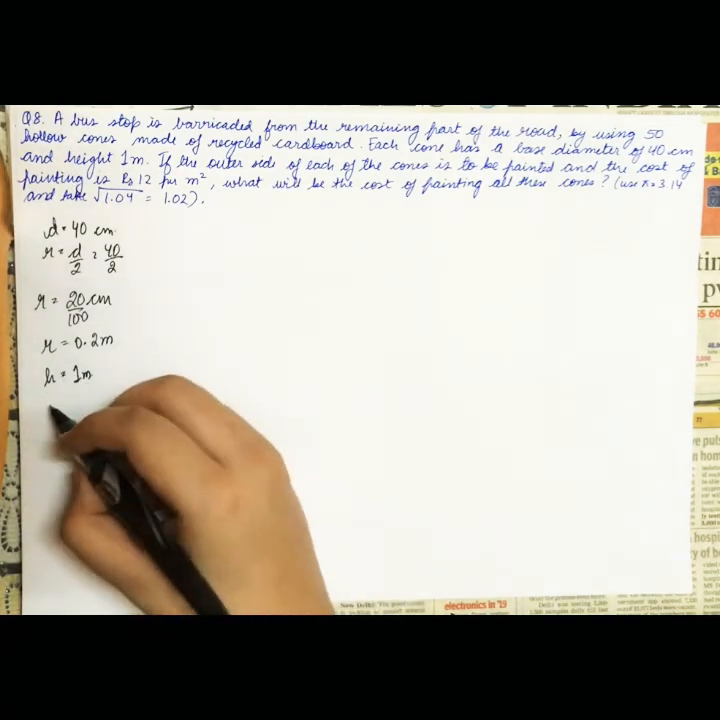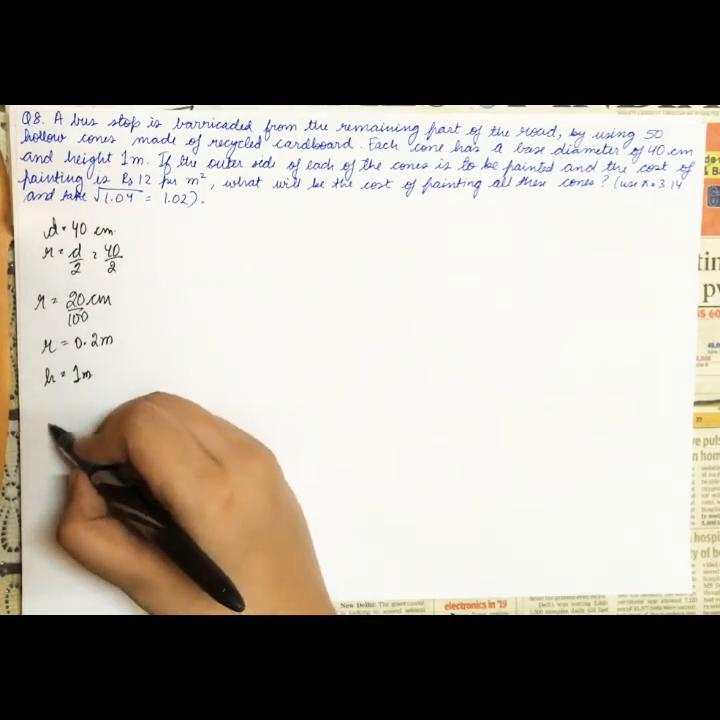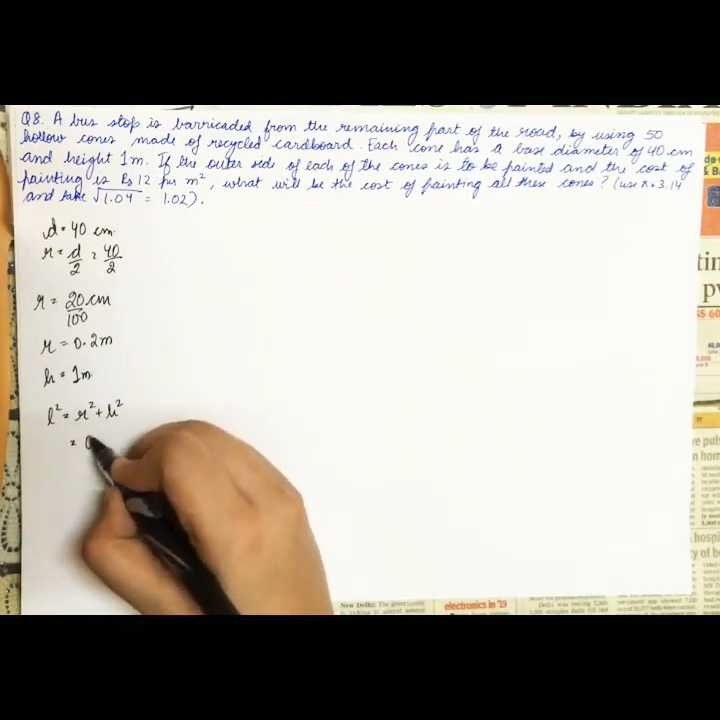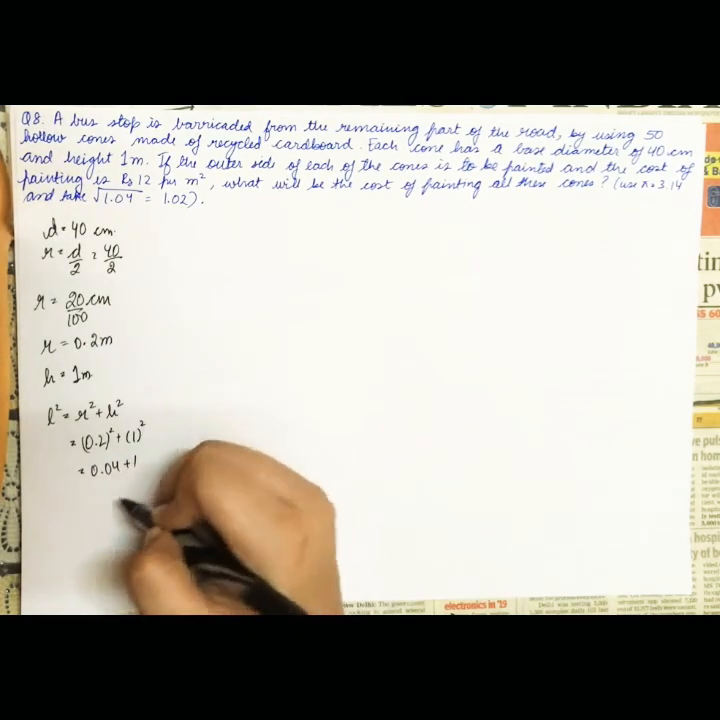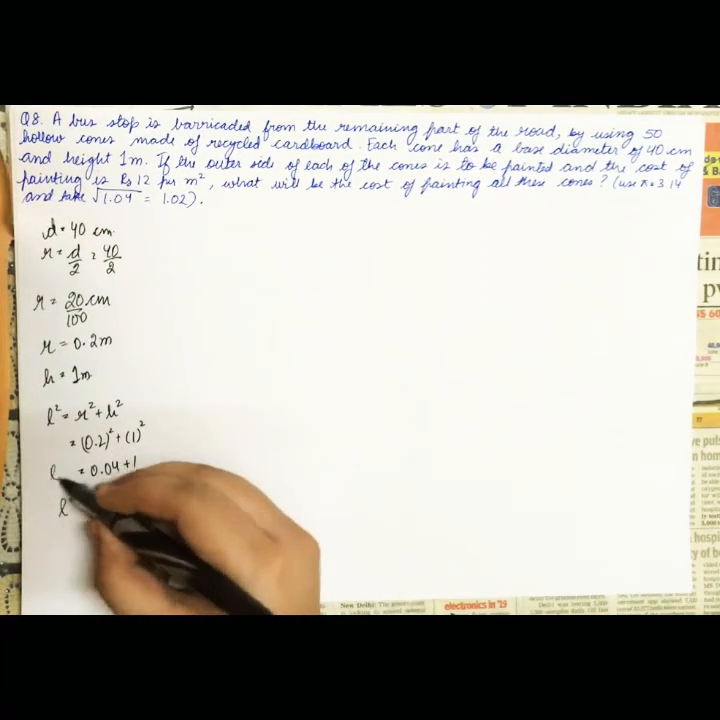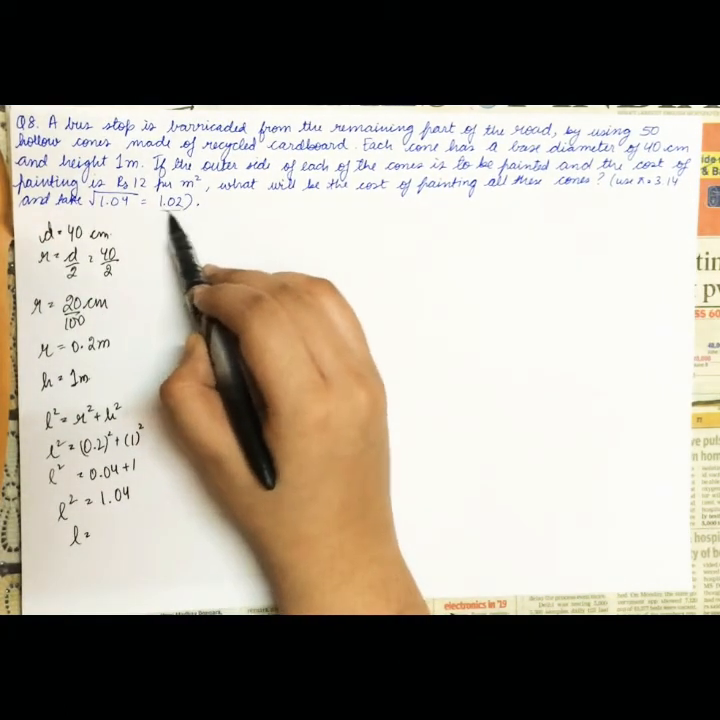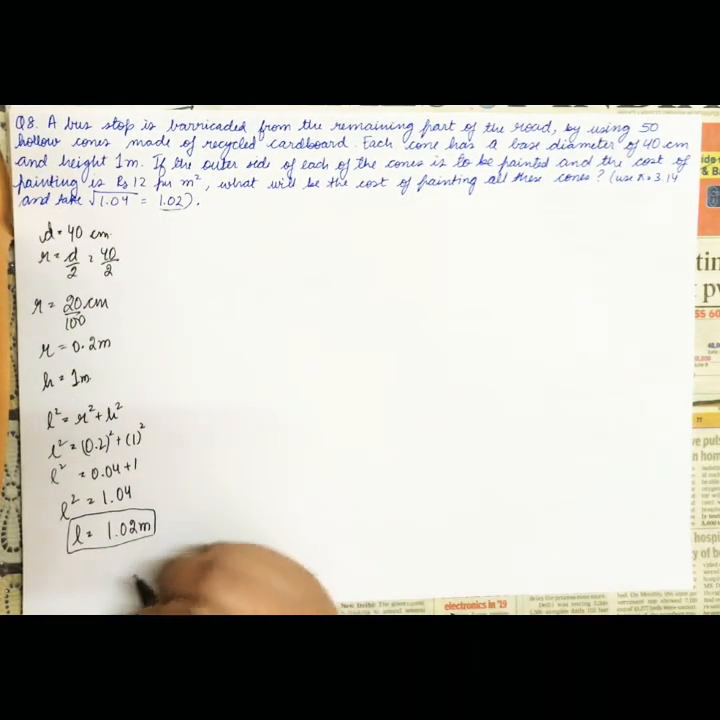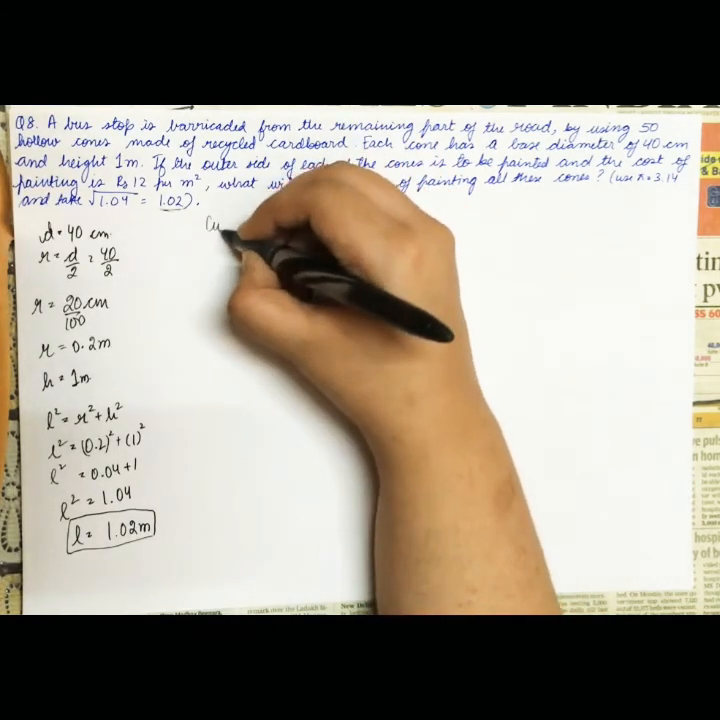Now we'll have to find the value of L, slant height. So we'll use the formula L square is equal to R square plus H square. We'll put the values, that is 0.2 square plus 1 square, which is equal to 0.04 plus 1, which is equal to 1.04. Therefore L is equal to root 1.04, which we have to use as 1.02 meter. Now we'll find the curved surface area of one cone.